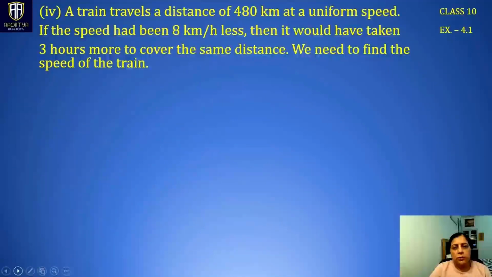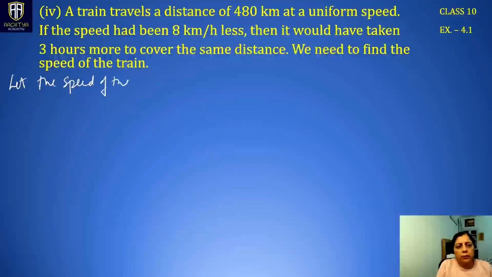And the last question for this exercise is: a train travels a distance of 480 km at a uniform speed. If the speed had been 8 km per hour less, then it would have taken 3 hours more to cover the same distance. This is a very interesting question. We need to find the speed of the train. So initially we have to assume: let the speed of the train be x kilometer per hour, right?